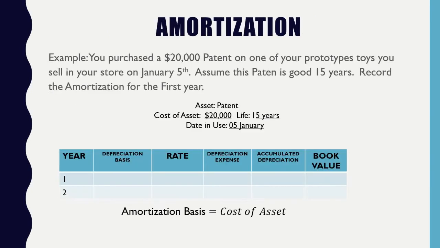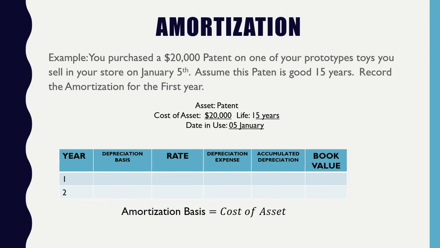Okay? So let's do an example right here where we decided to purchase a $20,000 patent on one of your prototypes, okay. And of course, you put it into service on January 5th.